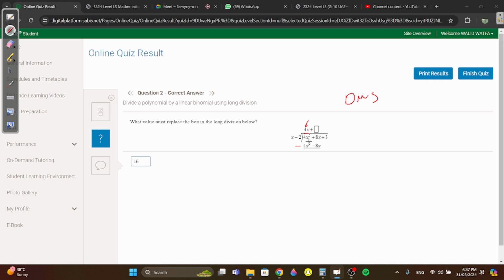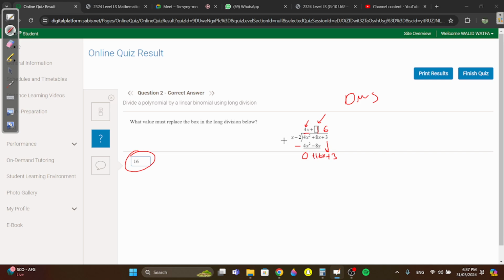Now let's subtract. 4x squared minus 4x squared, 0. 8x minus 8x is 16x. Then we repeat, right? Drag it down. Plus 3. 16x, we repeat now, divide. 16x divided by x is 16. And then that's all we want. We just want the box.